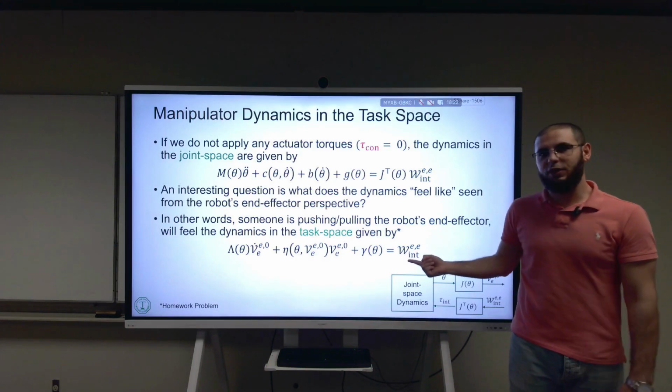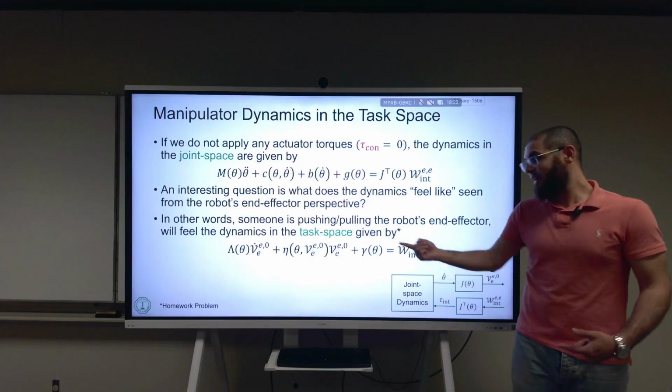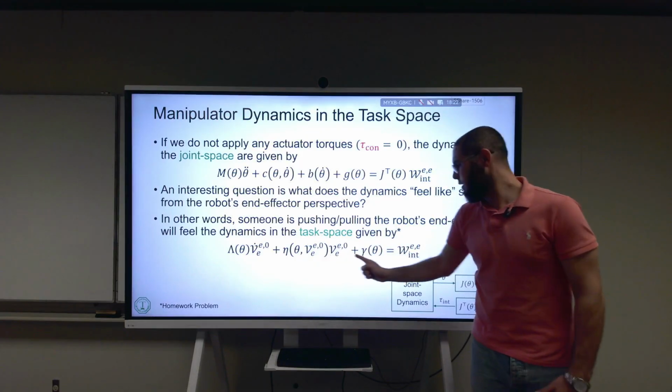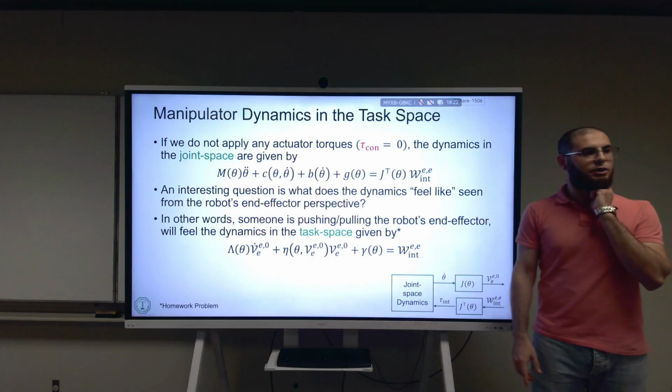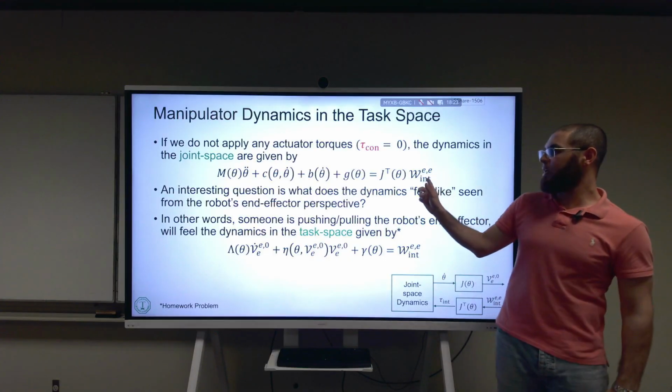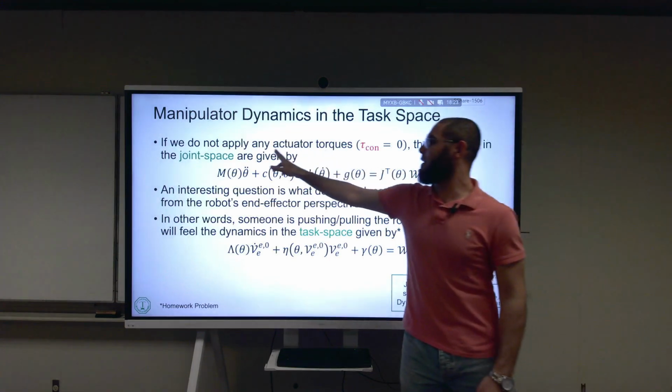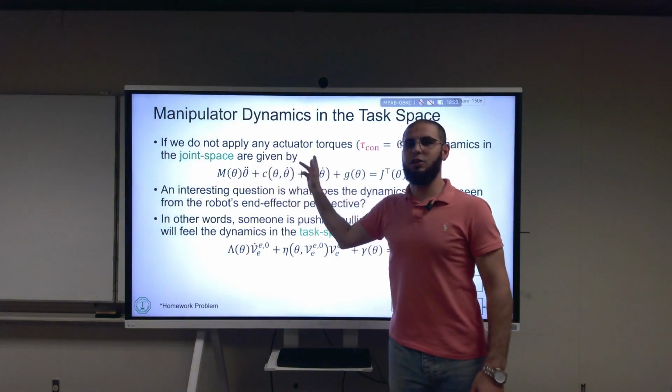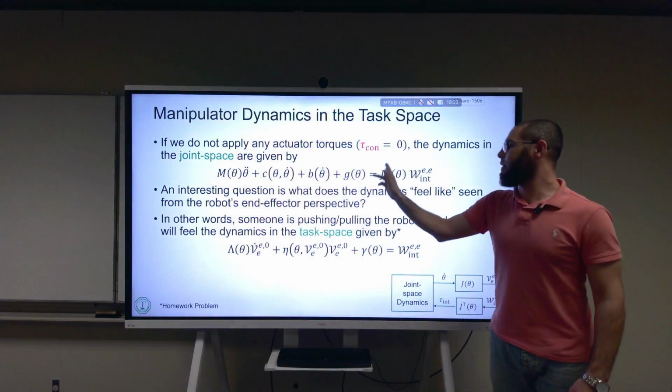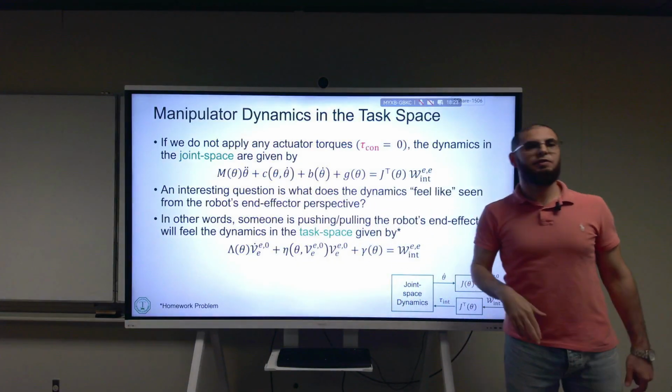So I have an input, which is the V, the twist, and the output, which is the wrench. Okay? Which is exactly the same here. If you go back, it was equivalent that I have an equation here as a function of theta dot. Okay? And here I have an equation that gives me the torque in the end.